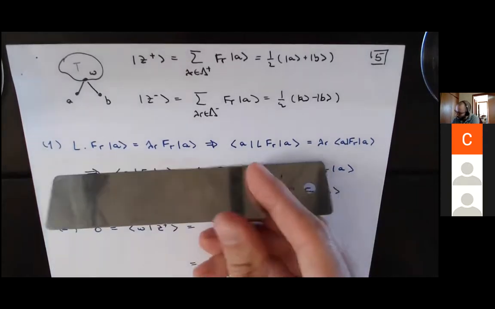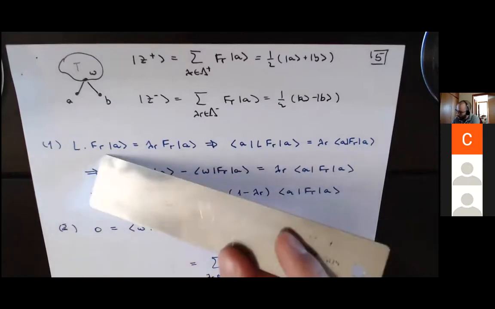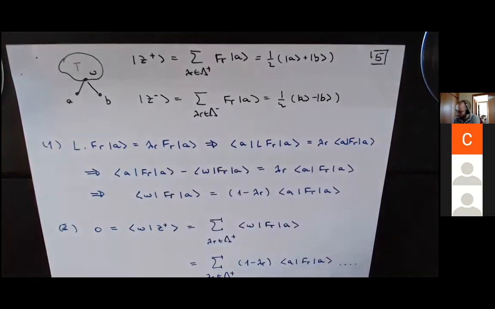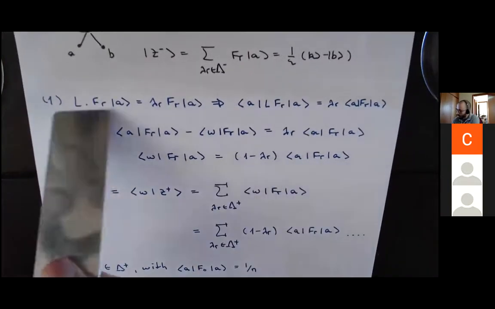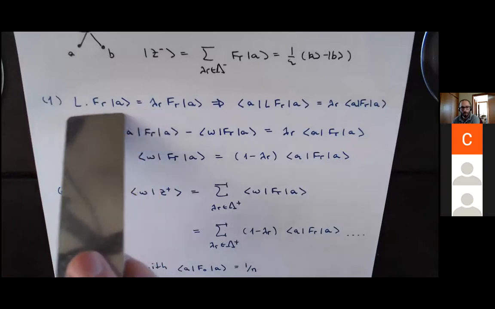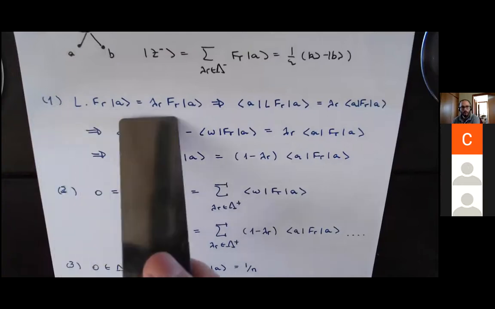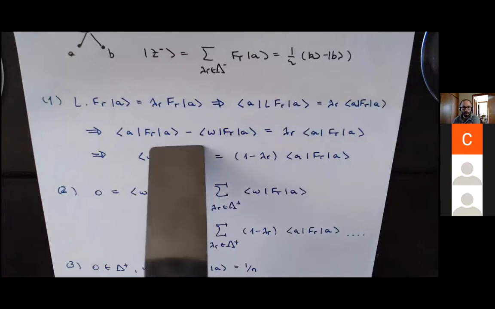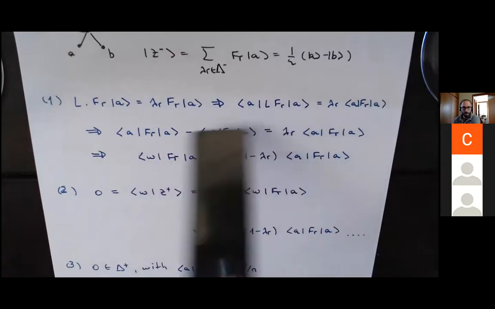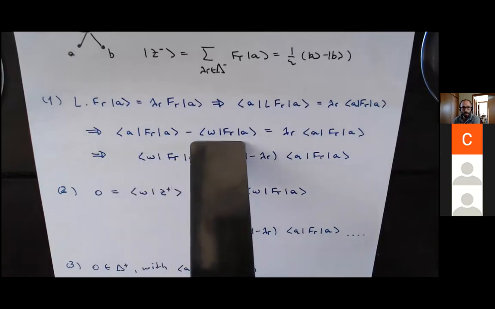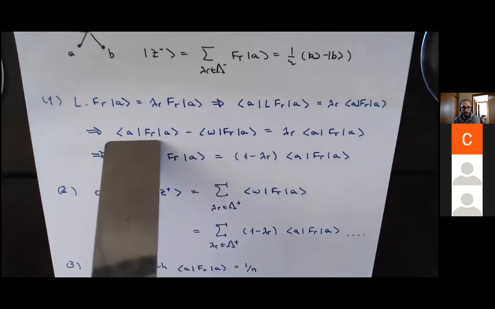So L times the projection of A onto F_R is lambda_R times the projection. And now I'm simply going to multiply this equation from the left, taking the product with ket A. I'm going to examine the A-th row of this vector equation, which tells me this. And now on the left, I have bra A, F_R, ket A, minus, so this is coming from the fact that A is a leaf, right?